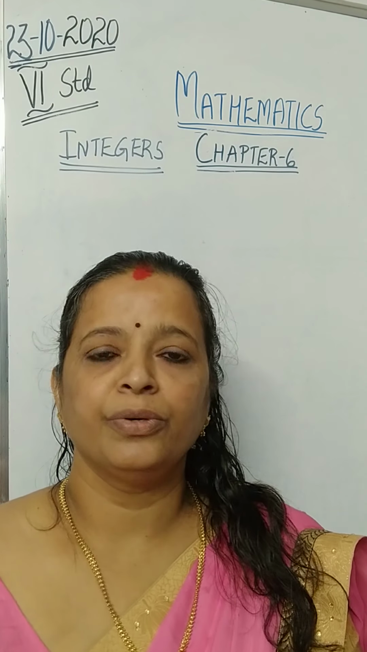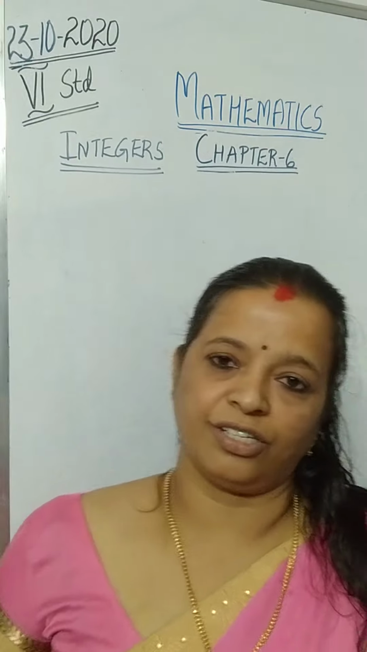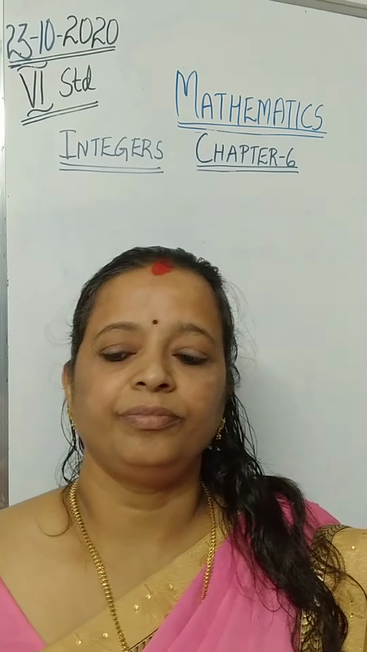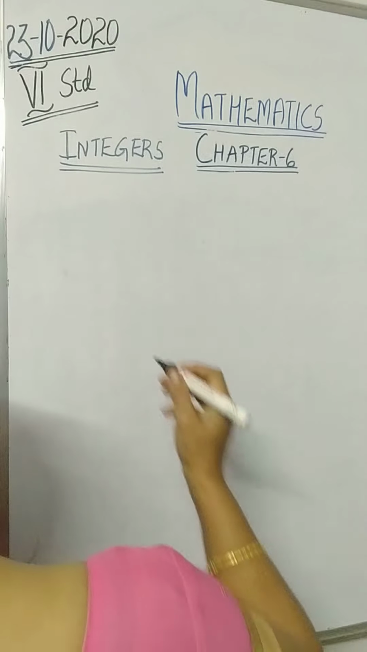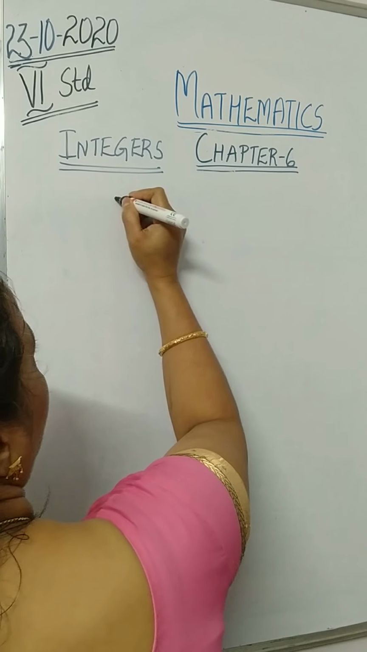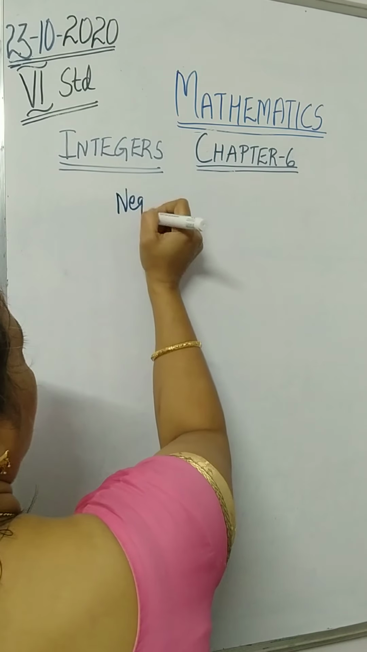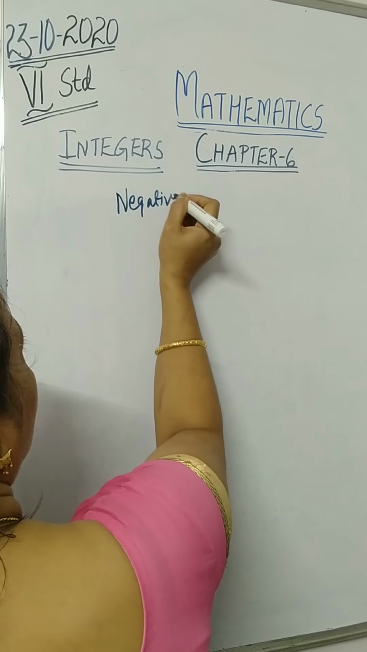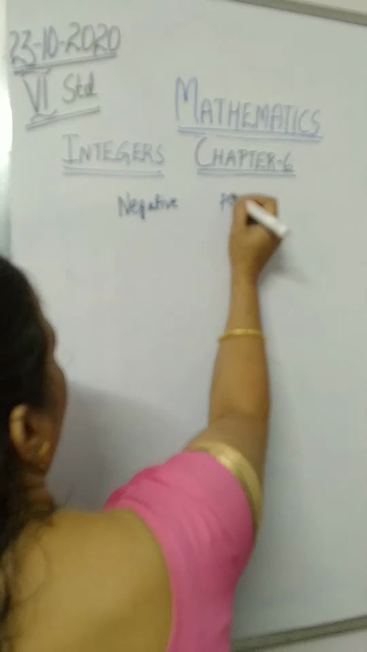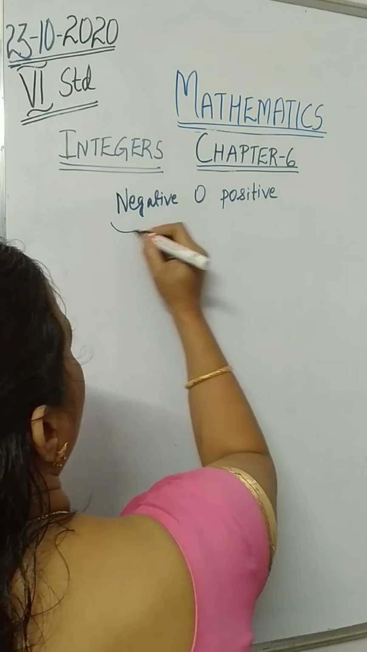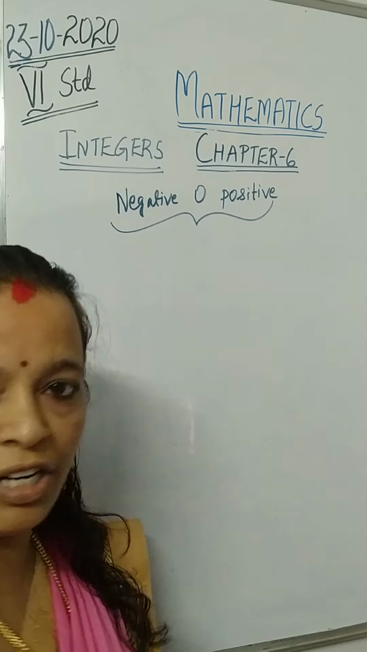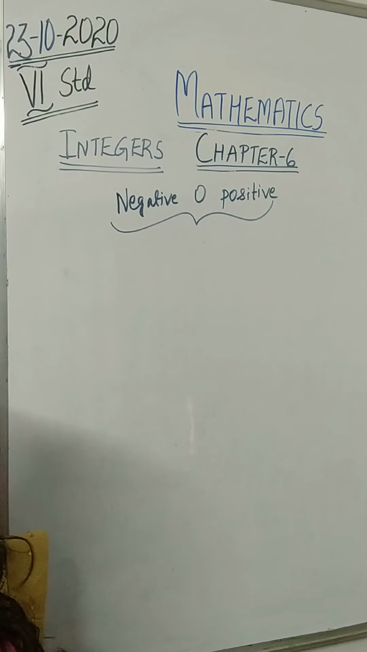Let us continue with the chapter integers. Yes, we had learnt about integers. Do you remember? Integers are the negative numbers and the positive numbers with 0. Is it? So this is called integers. We already learnt about it. Now let us see.